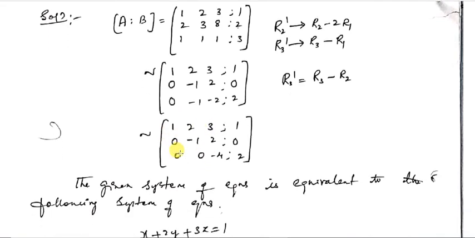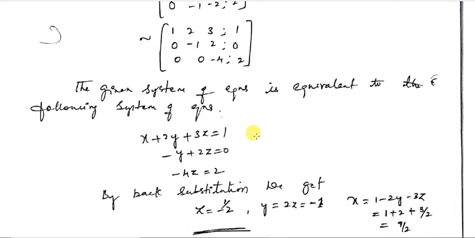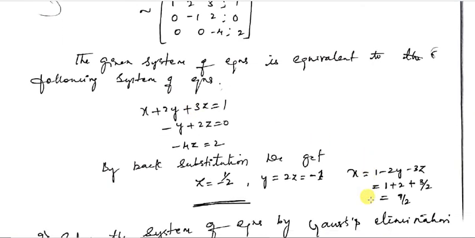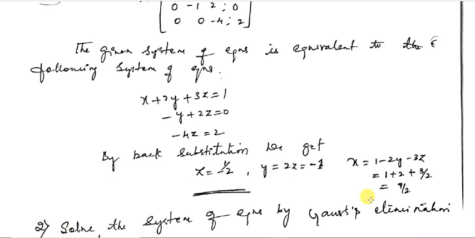So in this case, the number of non-zero rows is 3, and the number of unknowns is also 3. Hence this system possesses a unique solution, and we obtain the solution by writing the equivalent system of equations of this reduced matrix, that is x plus 2y plus 3z is equal to 1, minus y plus 2z is equal to 0, minus 4z is equal to 2. Just by back substitution we get the solution. From the last row we have the value of z, from the second equation we obtain the value of y, and in the first equation we have the value of x. So this system possesses a unique solution because the number of non-zero rows is equal to the number of unknowns.